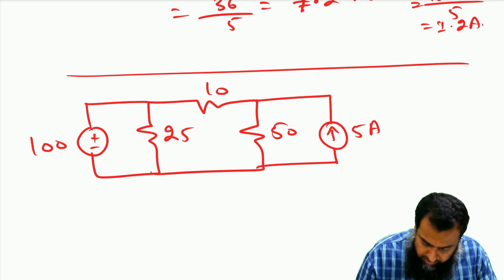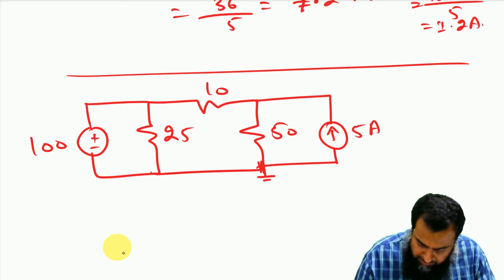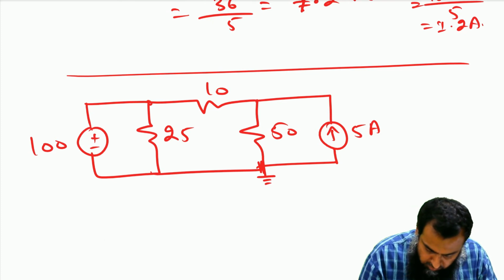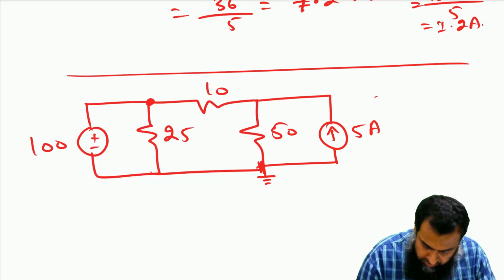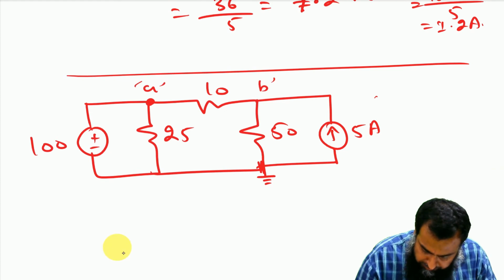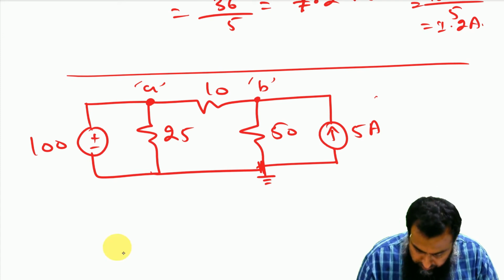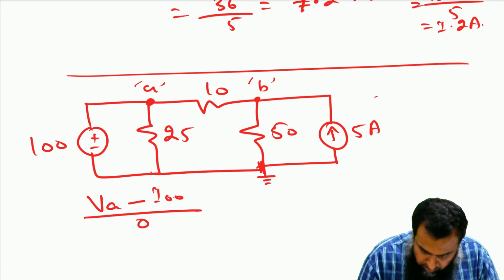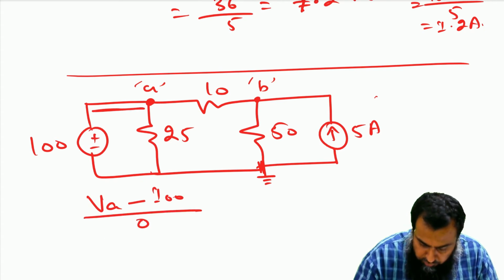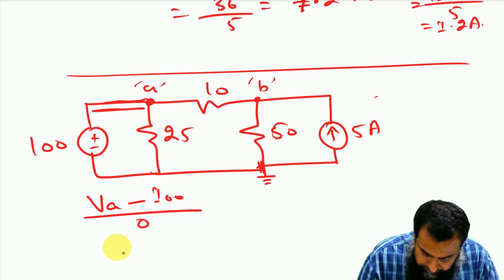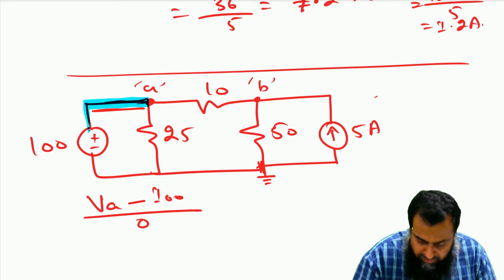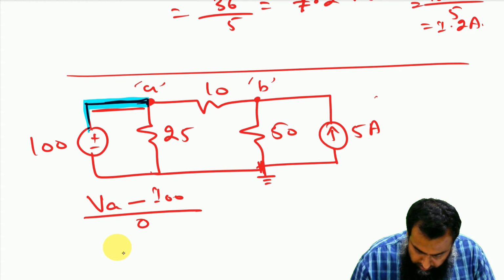We have three essential nodes here. Let me mark this one as the reference node. Let us say this is node A, and this is node B. Now if I write the equation for node A, then it is VA minus 100 divided by 0, because there is no resistance connected in this path, which makes this particular equation equal to infinity.